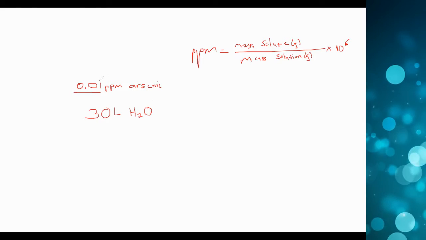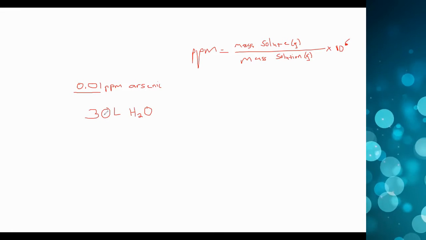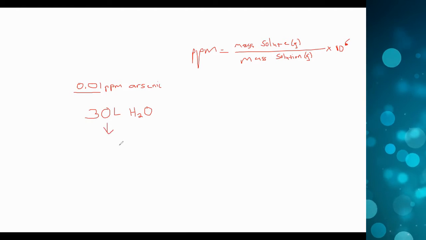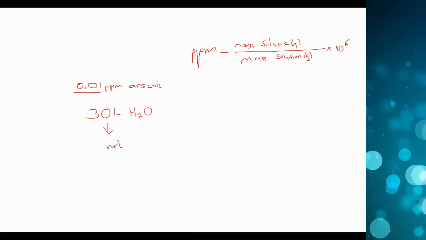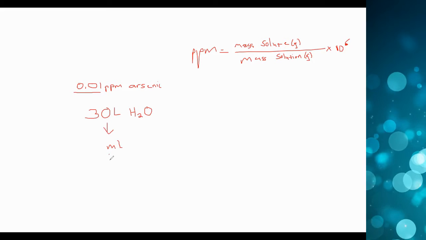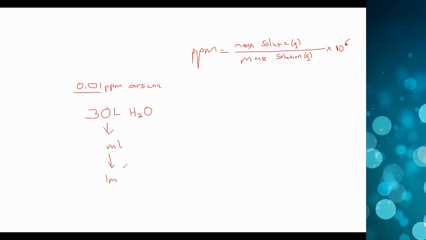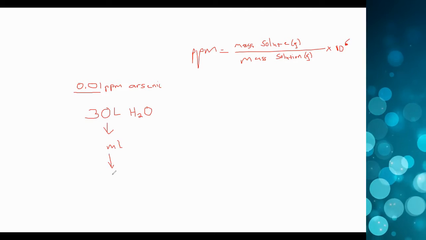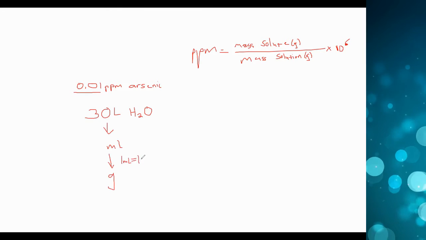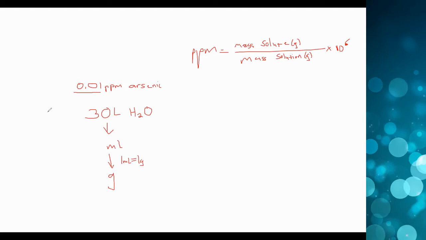So what you do is you take this number, plug it in for ppm, and take 30 liters. You have to convert it to grams because it's an aqueous solution. Remember, you first convert 30 liters into milliliters because 1 liter is 1,000 milliliters. Then remember that 1 milliliter is equal to 1 gram, because the density of an aqueous solution is 1 gram per milliliter.